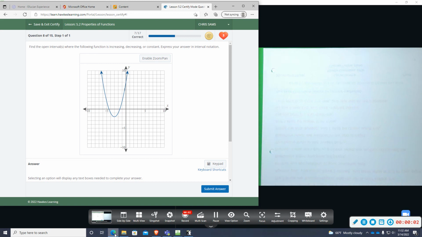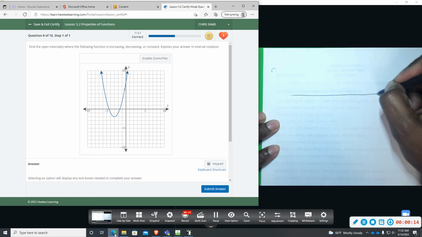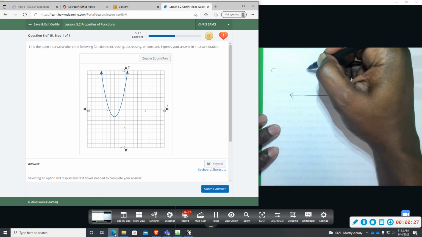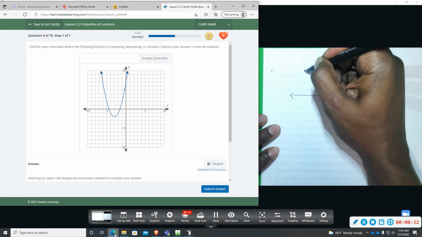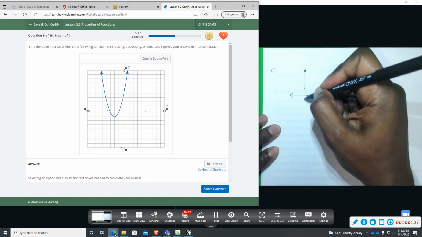All right, number 8. We want to know intervals where this function is increasing, decreasing, or constant. So that was that monotonicity term. And what you want to do is just restrict your vision left to right, based on the x-axis. So you got a couple different things. If you have a graph that has a dot on the end, a stopping point, then whatever that value is, if you trace it down to the x-axis, that would be your starting position.